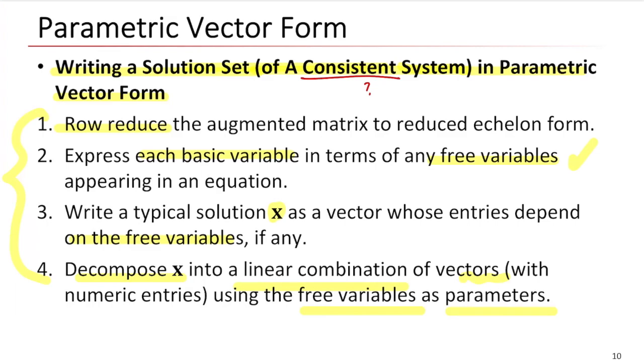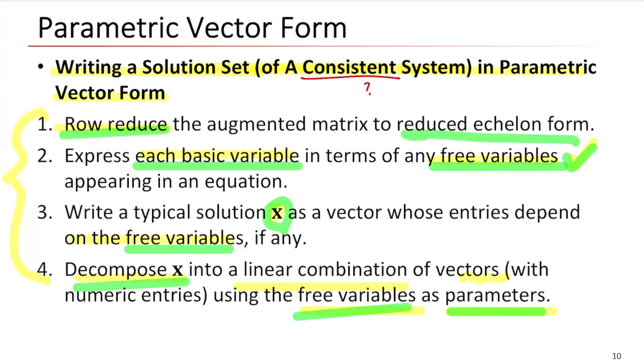First of all, we have to reduce the augmented matrix to the reduced echelon form, right? Then express each basic variable in terms of any free variable. So this is the parametric solution of the system. Then write the typical solution x as a vector whose entries depend on the free variables, and then decompose x into a linear combination of vectors using the free variables as parameters.